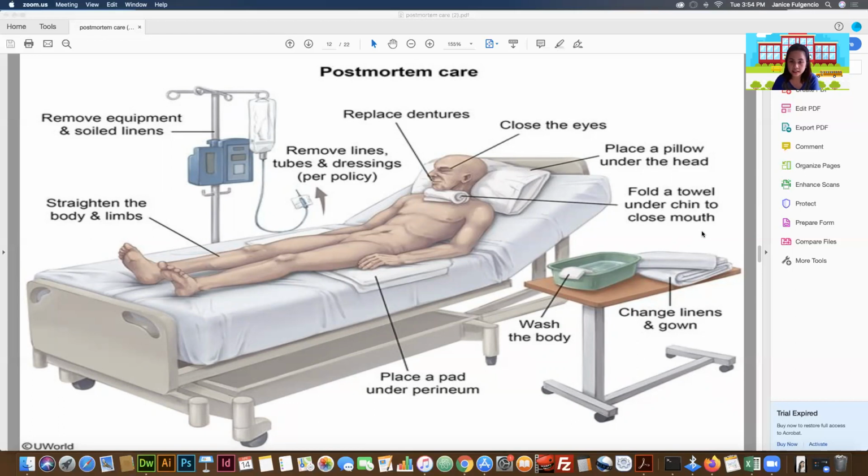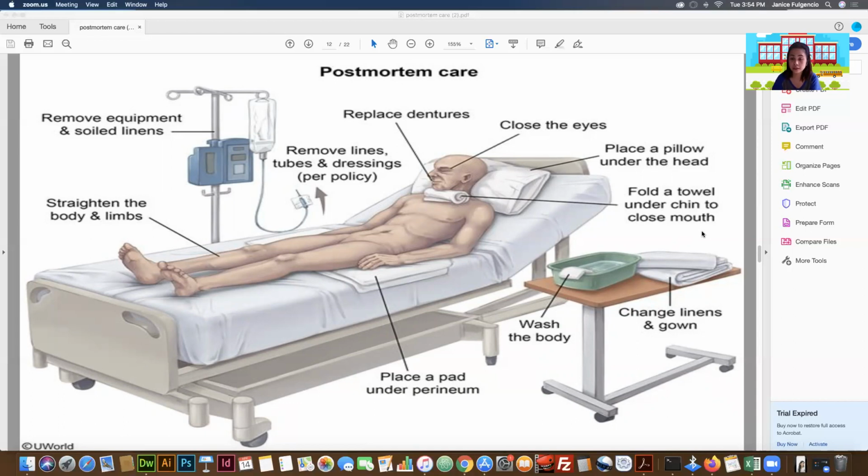Then close the eyes. You need to close the eyes. Place a pillow under the head so it will not be stiff after rigor mortis. Then place a towel under the chin because the patient may flex and it's very difficult to extend again or straighten again.